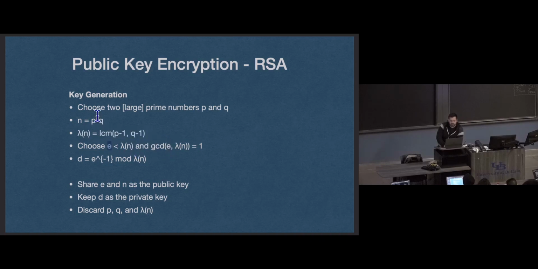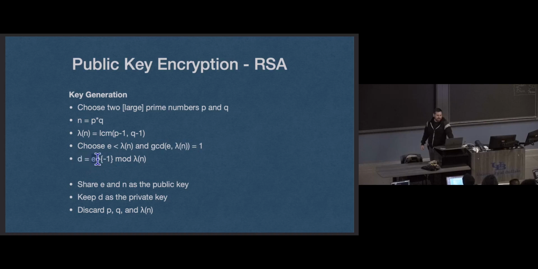We're going to choose an E. Each time we see choose, there are implementation details and reasons to choose certain numbers over other numbers, which we won't get into because I don't really know all the practical implementation details. But you're going to choose an E that's less than lambda of N and is coprime with lambda of N. So the greatest common divisor being 1 means they are coprime to each other. They don't share any common factors. And E is less than lambda of N.